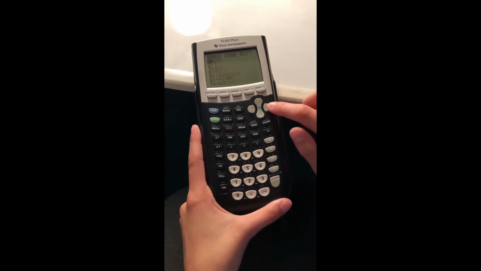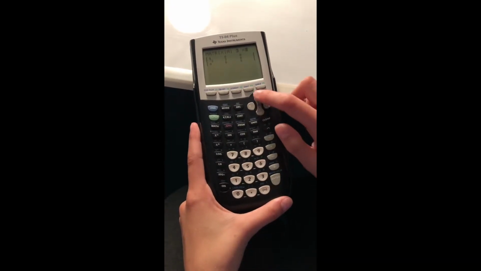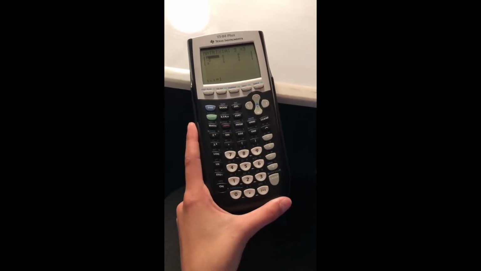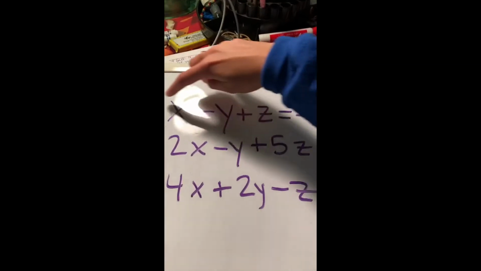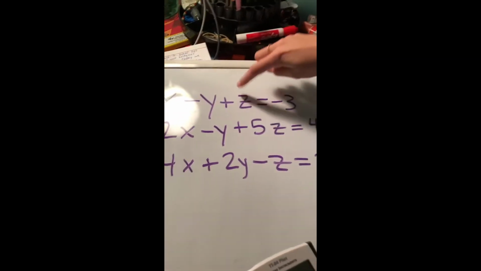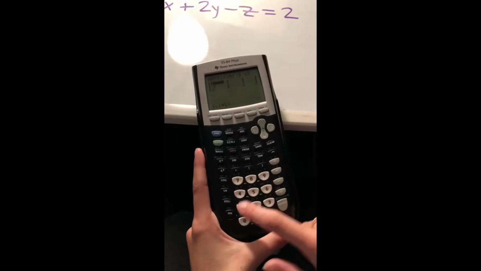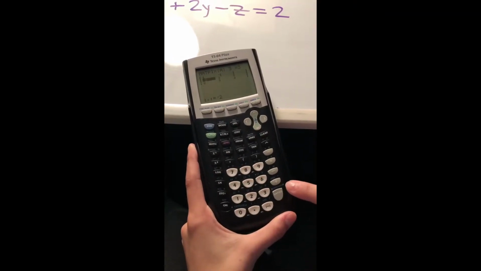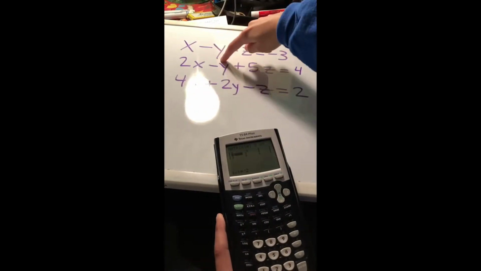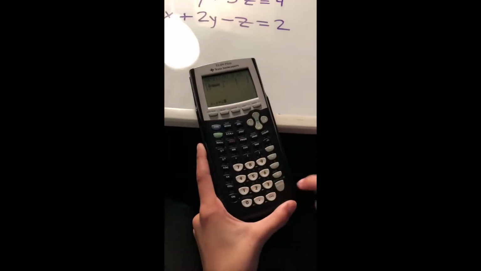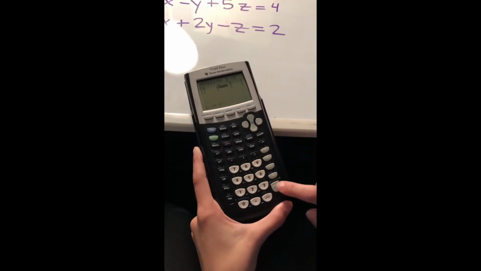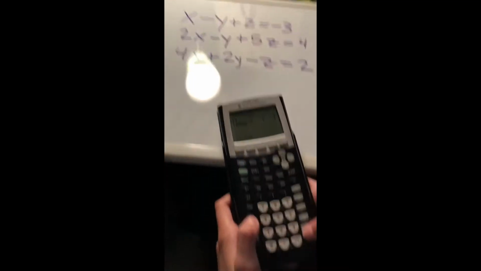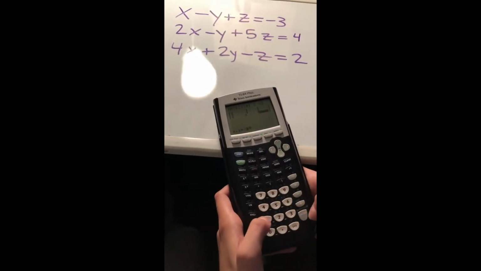So first you're going to go over to edit, enter, and you're going to plug in the coefficients in front of each variable. So if you go up to look here, this would be 1, -1, 1. So now we're going to put that in the calculator. 1, -1, and 1. On to the second equation. 2, -1, 5. And the third equation, which is 4, 2, -1.